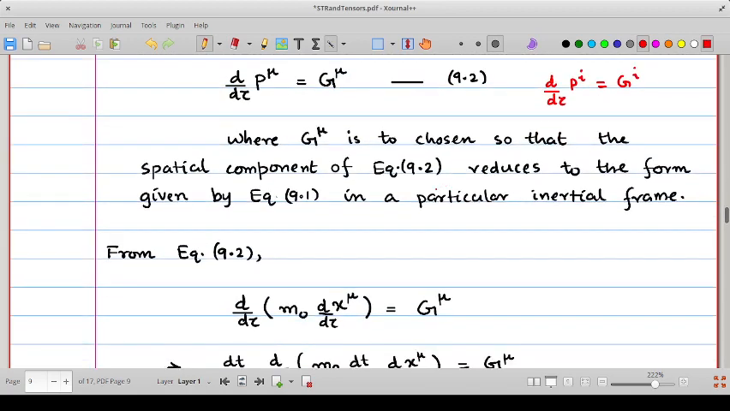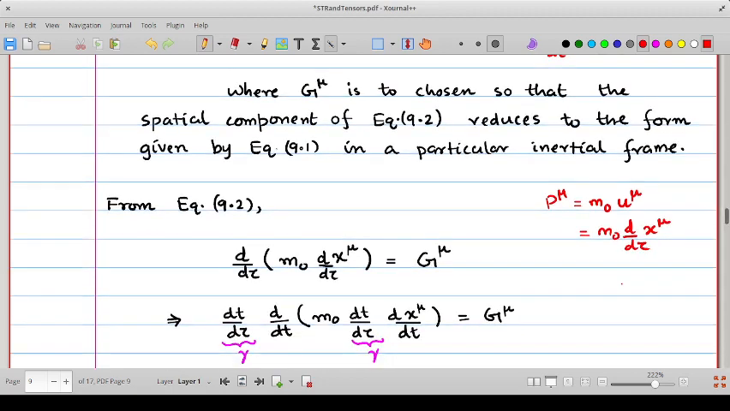For this, we first note that dp mu/d tau can be written as d/d tau of m0 times u mu, because p mu is equal to m0 times u mu, the four-velocity, which is m0 times dx mu/d tau. So we have dp mu/d tau equal to d/d tau of m0 dx mu/d tau. On the right-hand side we have g mu.